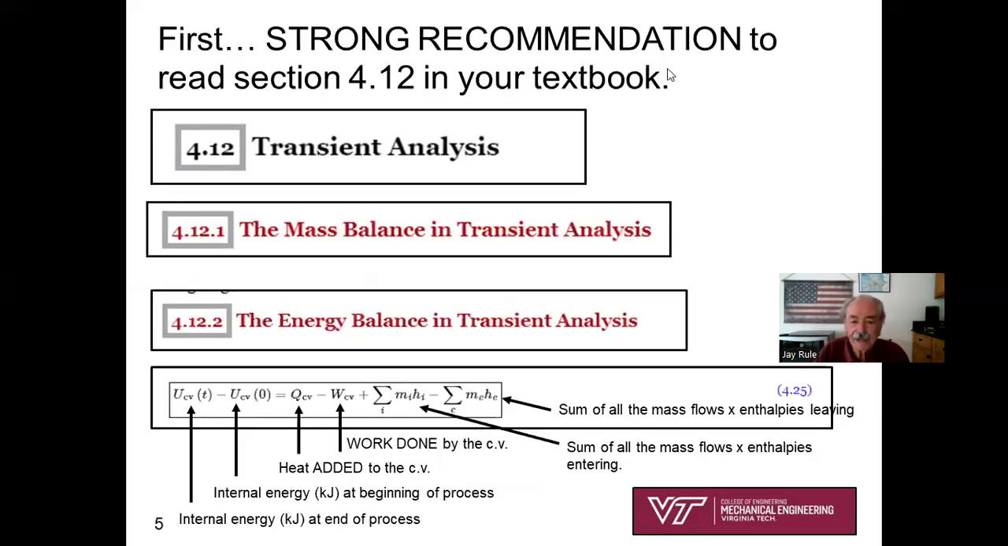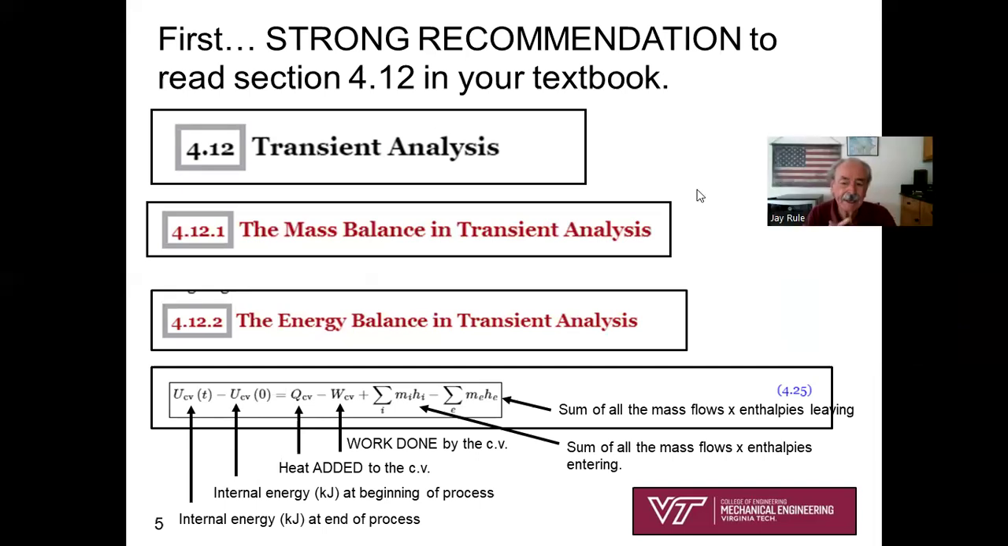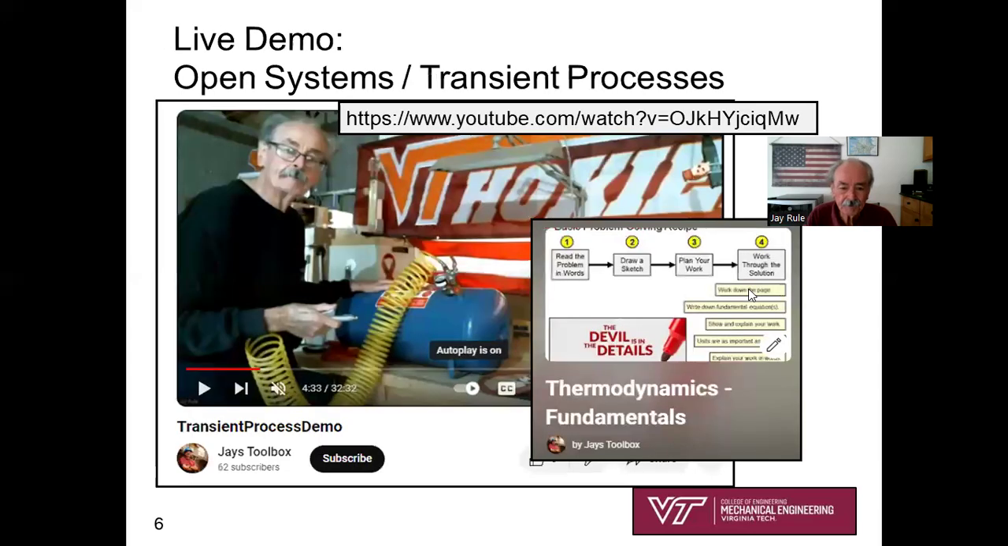I want to chase you back to your textbook with the time you have available and at least browse, if not dissect, section 4.12 called transient analysis. Section 4.12.1, the mass balance, so that's the continuity equation, and 4.12.2, that's the first law, the energy balance in transient analysis, and I've plopped down a screenshot of what that first law looks like. We'll talk more about that here in a second. Please go to your textbook.